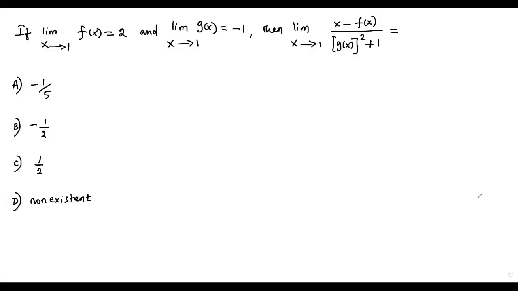Here we have an AP Calculus BC problem. Okay, let's go to the question. If the limit as x approaches 1 of f(x) equals 2 and the limit as x approaches 1 of g(x) equals -1, then the limit as x approaches 1 of ((x - f(x)) / (g(x))^2 + 1) is?